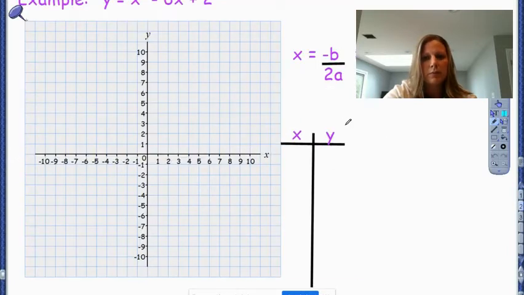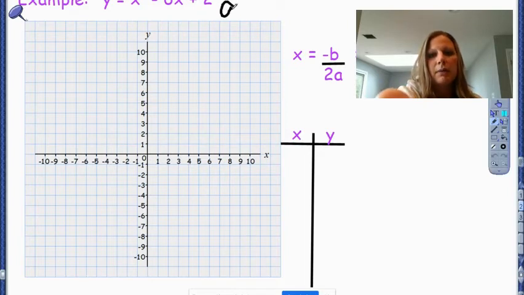Here is an example. This is my equation, y equals x squared minus 6x plus 2. Okay, I really think it's very important to figure out what your a, your b, and your c are. Here, my a is 1, my b is -6, and my c is 2.